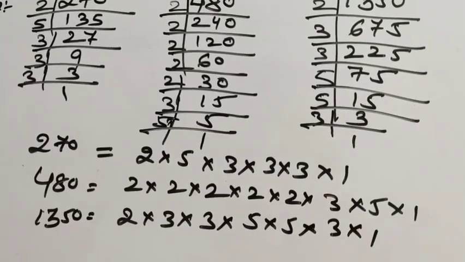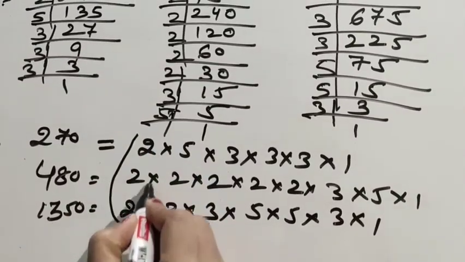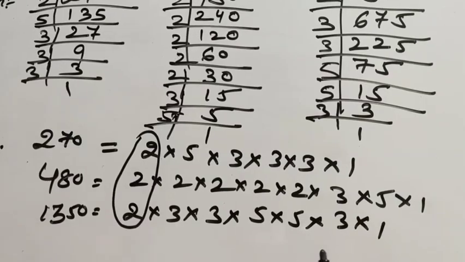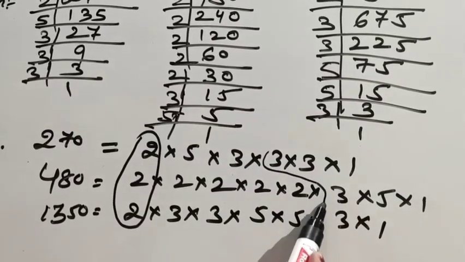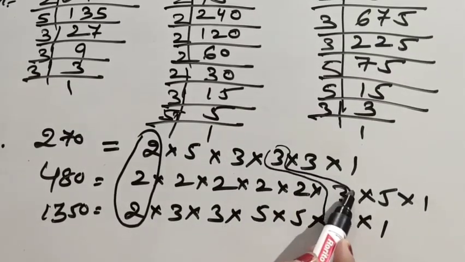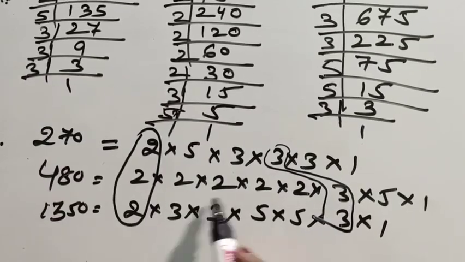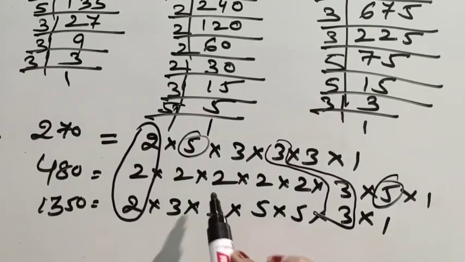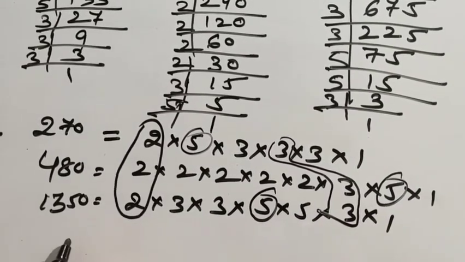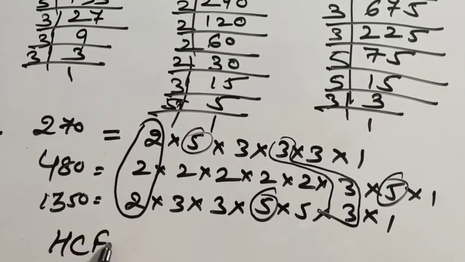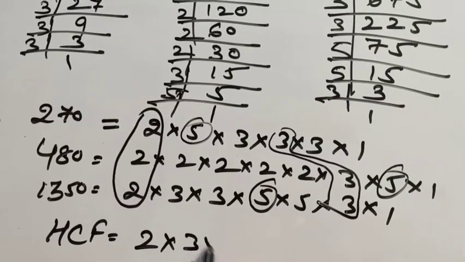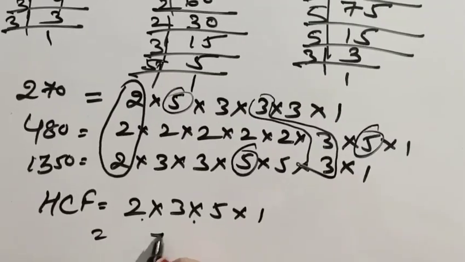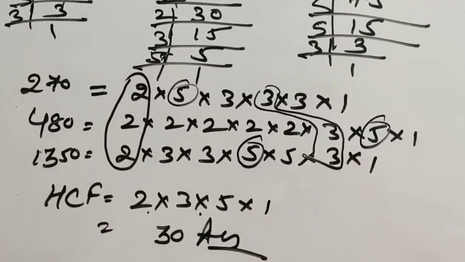Now find out the common factor. This 2. Okay. Now we will find this 3 and the last one is 5. 1 5 is here, 1 5 is here, and 1 5 is here. So you have to write HCF is equal to 2 multiply with 3 multiply with 5 multiply with 1. 2 3s are 6, 6 5s are 30, 30 1s are 30, is your correct answer.